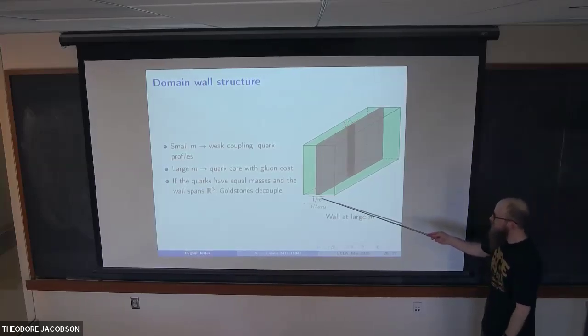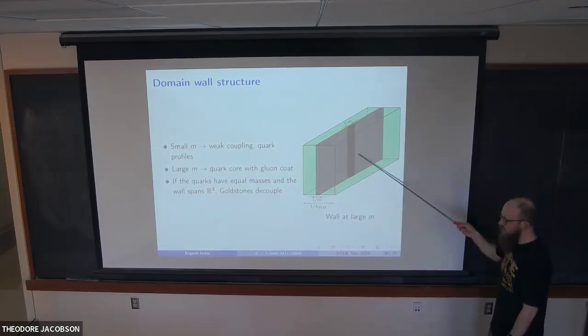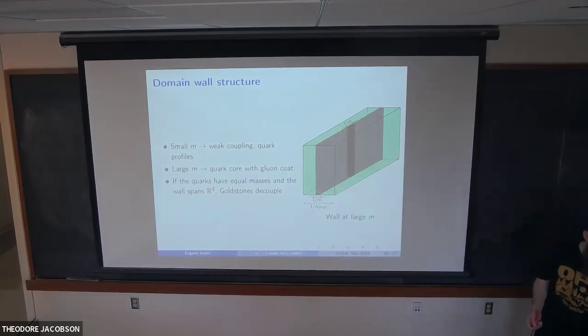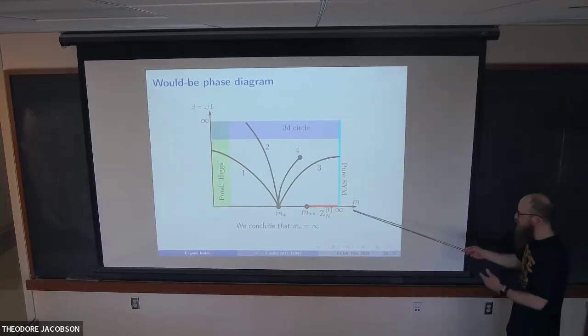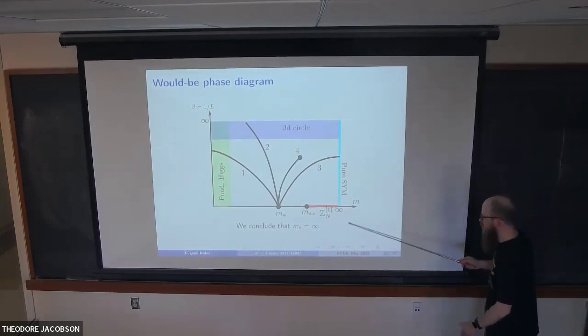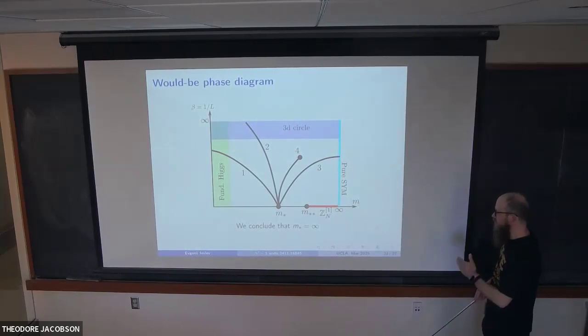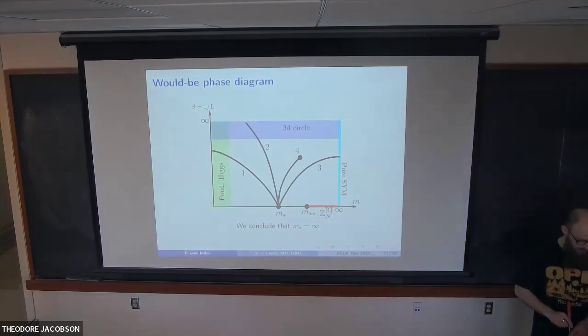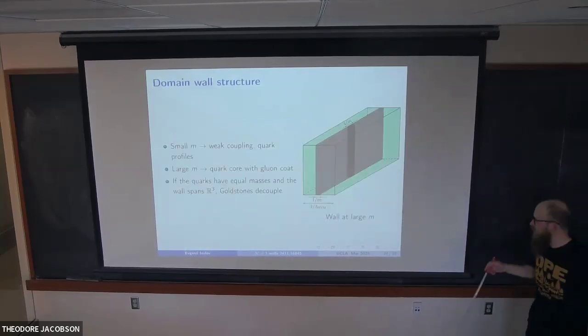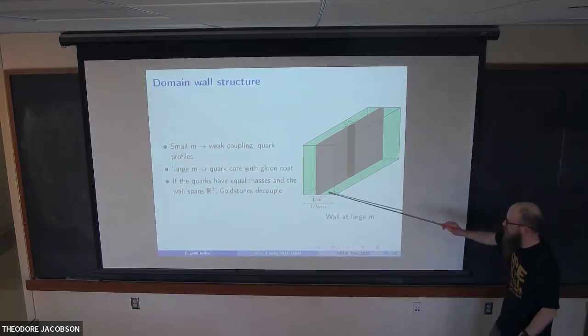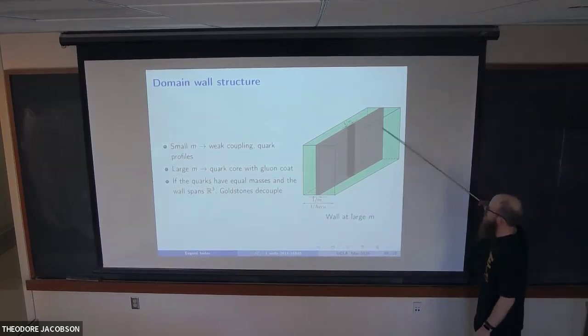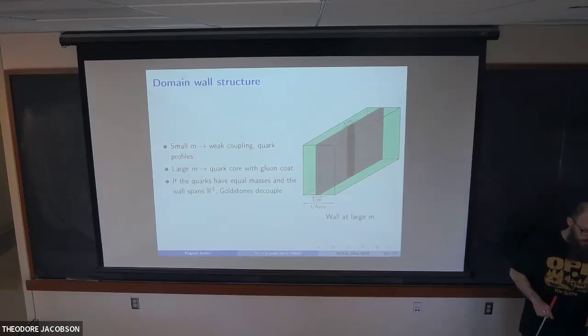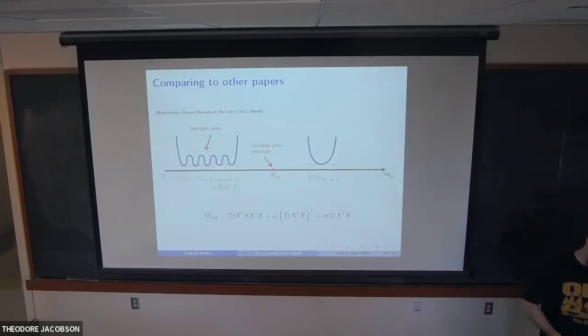But in principle, for any finite value of quark mass, you can still probe this interior region of the wall. It's just that you need to go to higher energies. The only point where the domain-wall degeneracy disappears is when masses are infinite, because for any finite quark mass, this is a qualitative picture, but we still expect to have this interior core of the wall made of quarks.